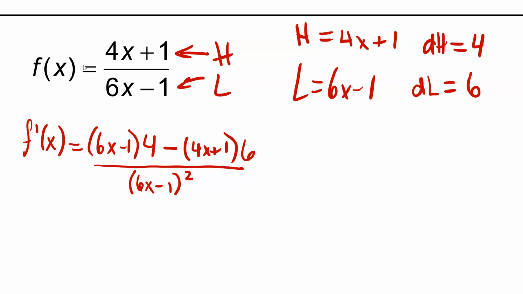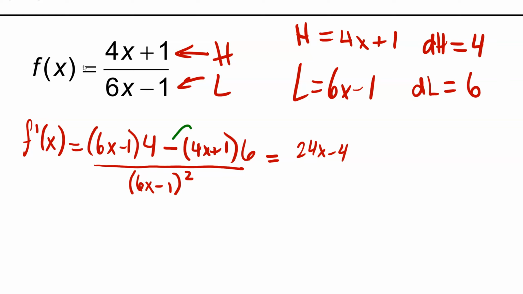Would you rather leave it 6x minus 1 squared, or would you rather simplify? Actually, I'll leave the bottom alone, but the top we can simplify. Combine like terms. So I have 24x minus 4. Don't forget to distribute your negative. Distribute the negative to both terms.